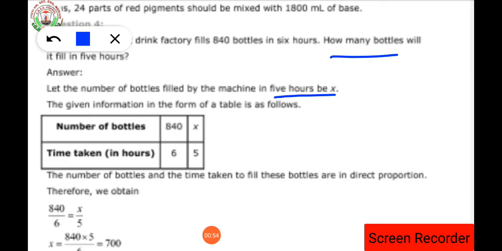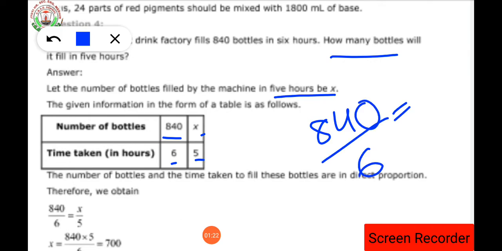Then, since it is a direct proportion question, the number of bottles is 840. If 840 bottles are there, how many hours does it take? It will take 6 hours. Then if we have 5 hours, how many bottles will be filled? x bottles will be filled. So what will be the equation? Since it is a direct proportion, 840 upon 6 is equal to x upon 5, isn't it?